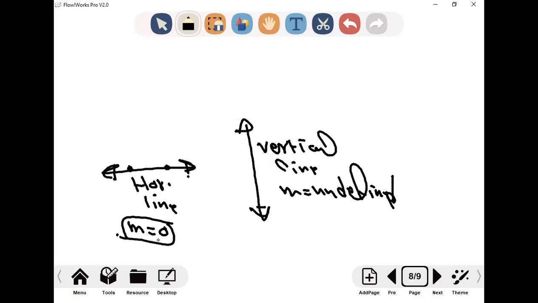Look at the x coordinates in the 2 points. They are the same, -3 and -3, right? So if we have the same x and you want to apply the formula, y2 minus y1 over x2 minus x1, the denominator will be 0. So a number divided by 0 will be undefined.